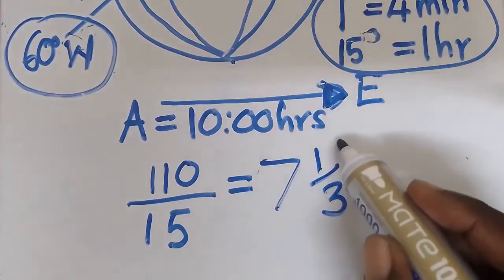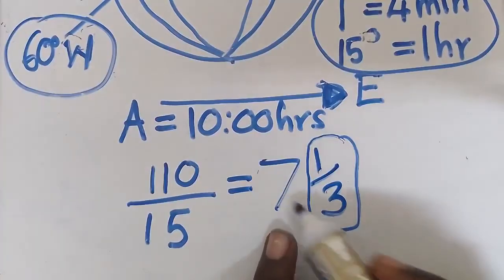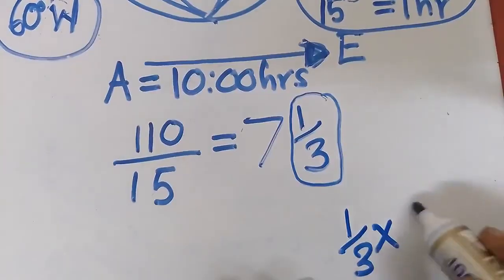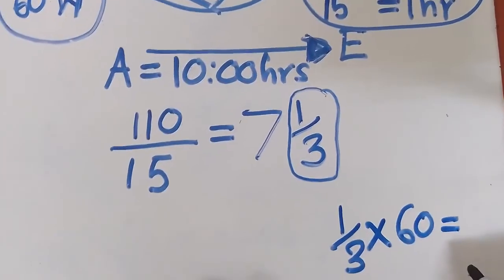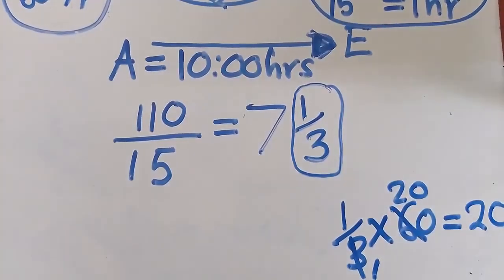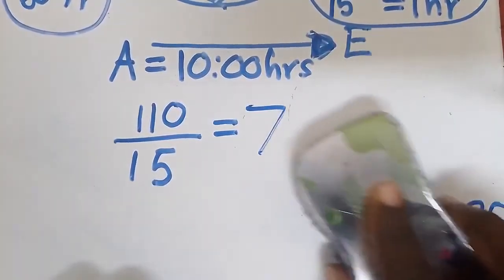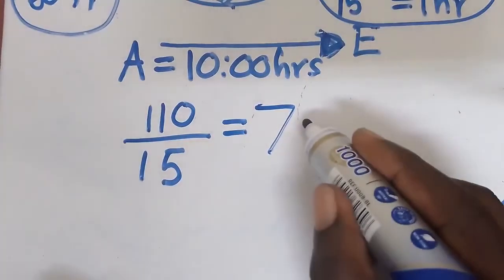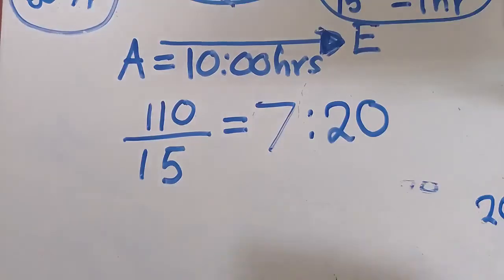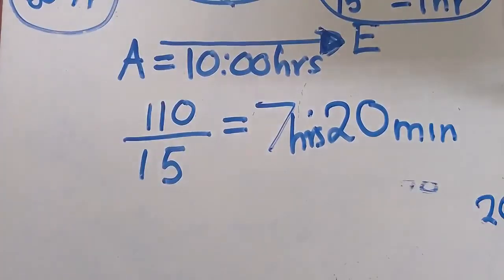So these are hours, and this part is minutes. Take 1/3 times 60, because you want to find the minutes. This gives 20. So it is 20 minutes. So you wrap up the 1/3 nicely, and the answer is 7 hours 20 minutes. That's the difference.